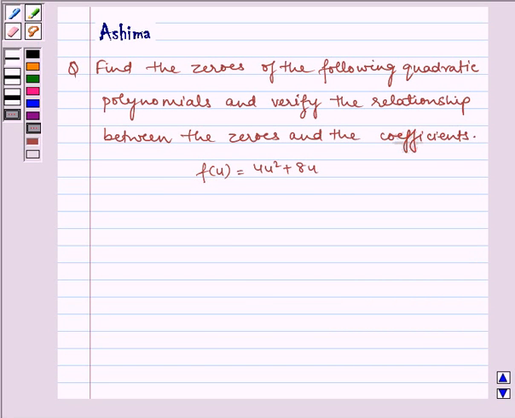Let us discuss the following problem today. Find the zeros of the following quadratic polynomial and verify the relationship between the zeros and the coefficients. We have f of u is equal to 4u square plus 8u.